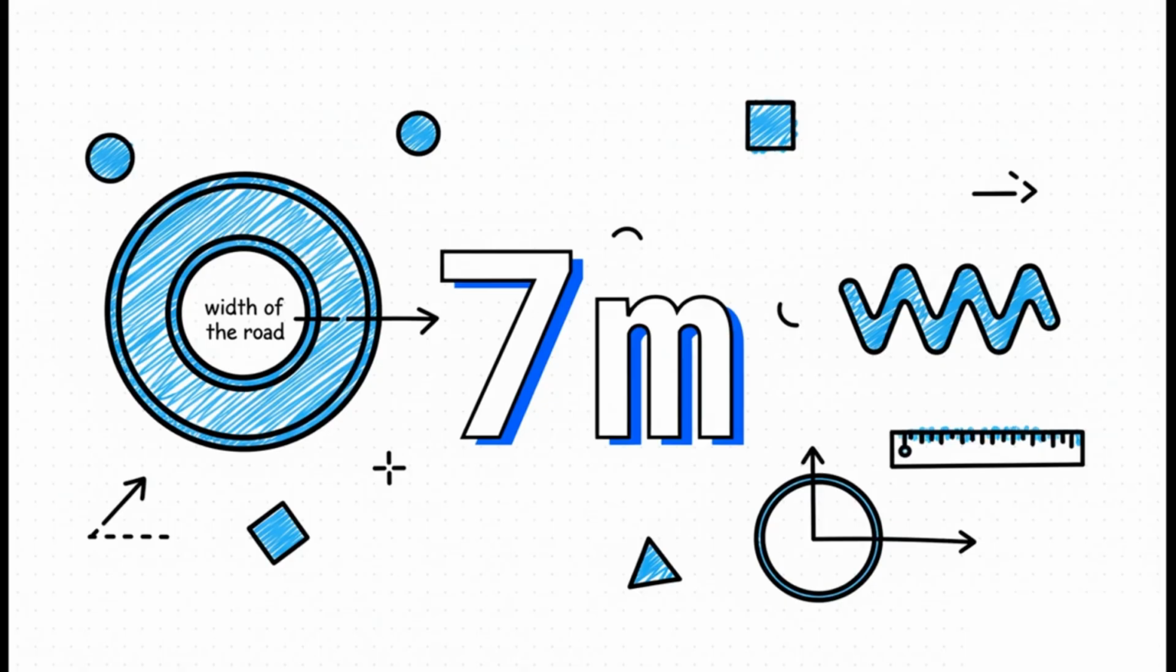The key is realizing the road's width is just the difference between the big outer radius and the small inner radius. And since we know the difference in their circumferences is 44, we can use that C equals 2 pi r formula to work backward and figure out the difference in their radii. It's a clever little puzzle solved with just one formula.